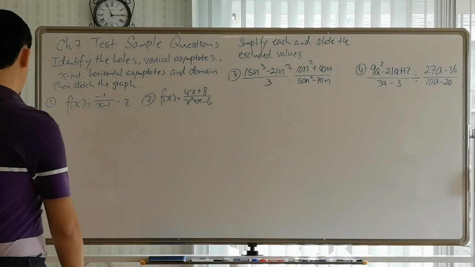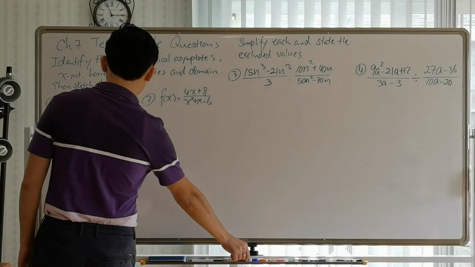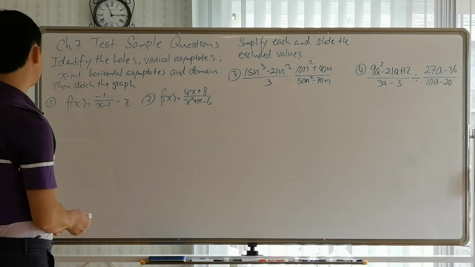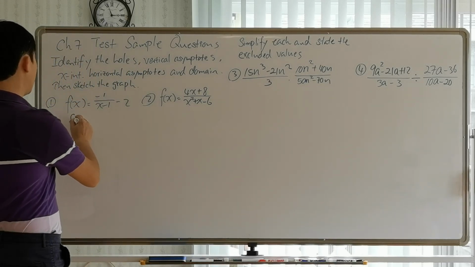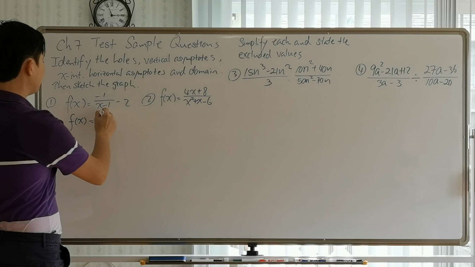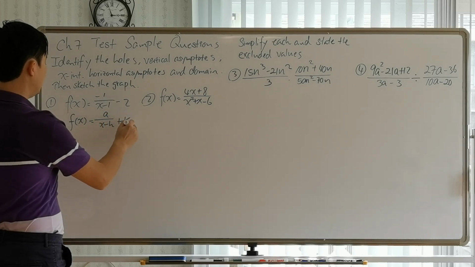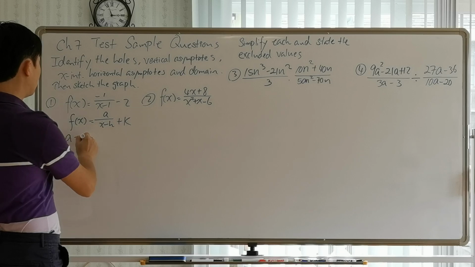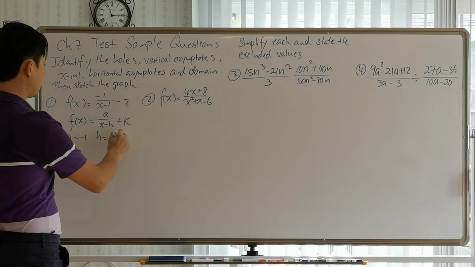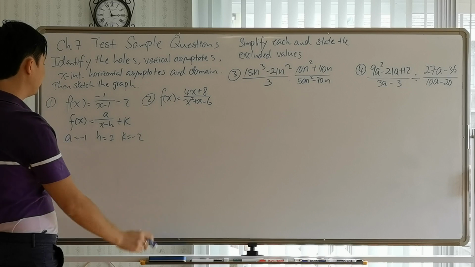Okay, so now the first one is all about sketching the graph for a rational function. So again, the structure is always f of x equals a over the quantity x minus h, plus k. So the value of a is negative 1, h is 1, and then k equals negative 2.